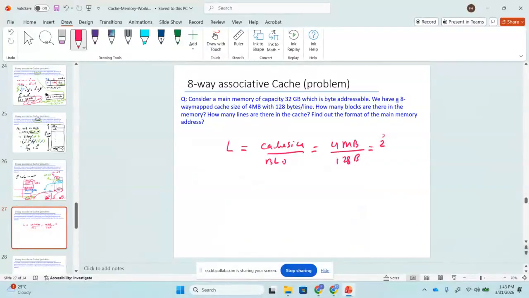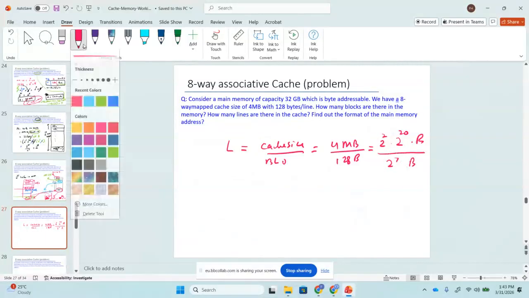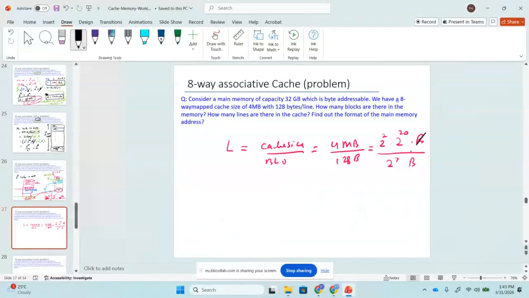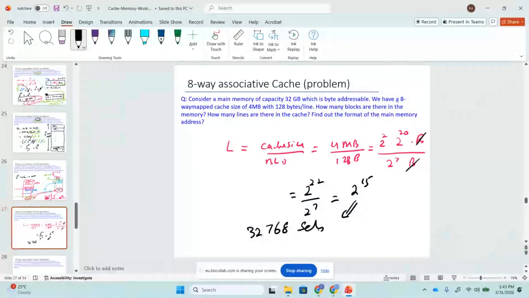So this is 2 to the power 2 times 2 to the power 20, in bytes, divided by 2 to the power 7 in bytes. The bytes cancel out each other. So this is 2 to the power 22 divided by 2 to the power 7, which is 2 to the power 15, which is 32,768 lines. That is the total number of lines. Got it or not got it?